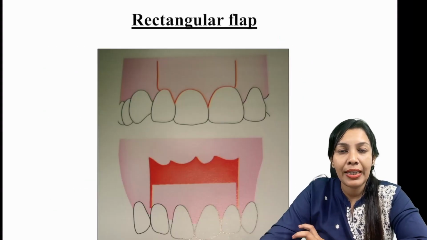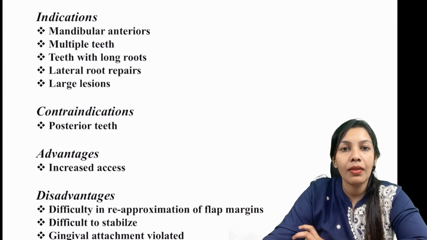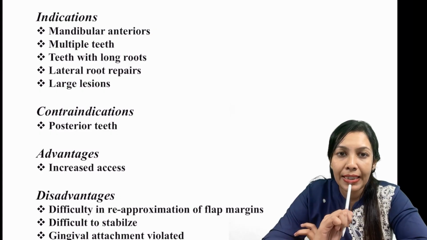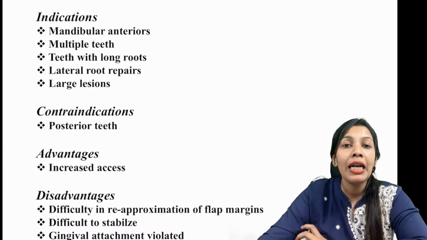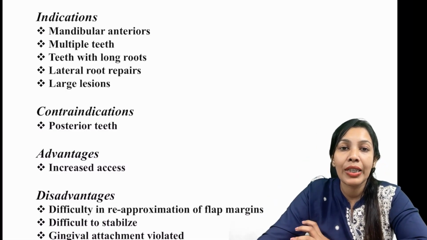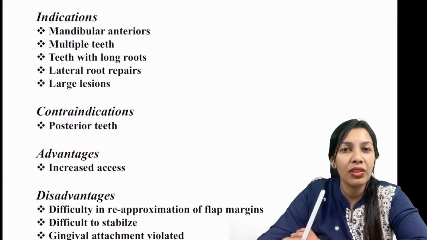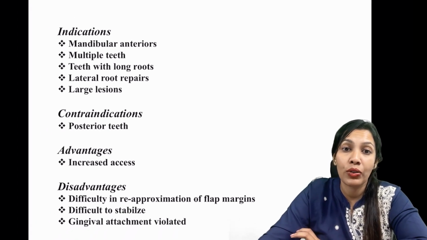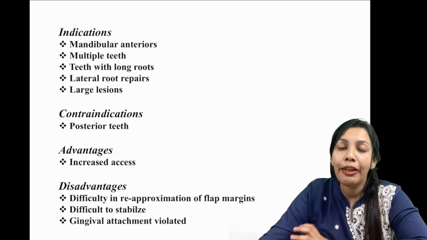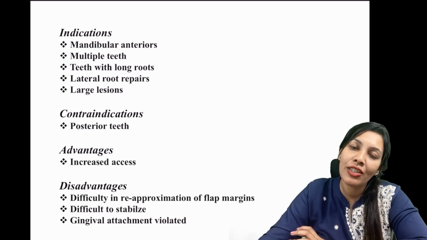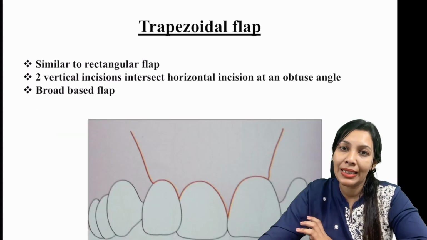Rectangular flap, as I've explained earlier, has two vertical incisions. So it is used in mandibular anteriors, multiple teeth with long roots where we can reflect the entire flap, lateral root repairs, large lesions, etc. In the posterior it is contraindicated because it's difficult for the suturing and approximation. Again, advantage: we have very good access. Difficulty is that reapproximation is difficult because both the ends have been reflected and it is difficult to stabilize.